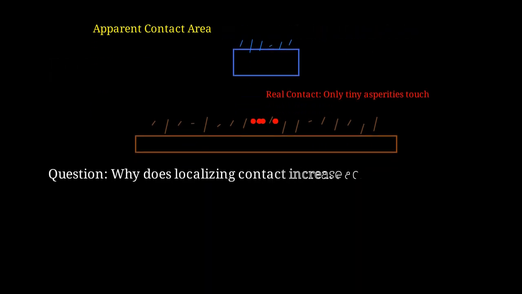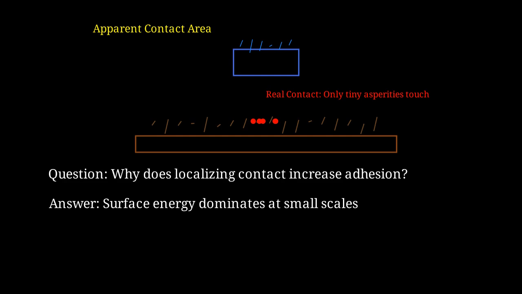Here's a critical question. Why does concentrating contact into tiny areas actually increase adhesion per unit area? Shouldn't it be the same regardless? The answer involves surface energy. At macroscopic scales, bulk mechanical properties dominate, but at the nanoscale, surface forces become extremely important relative to volume.